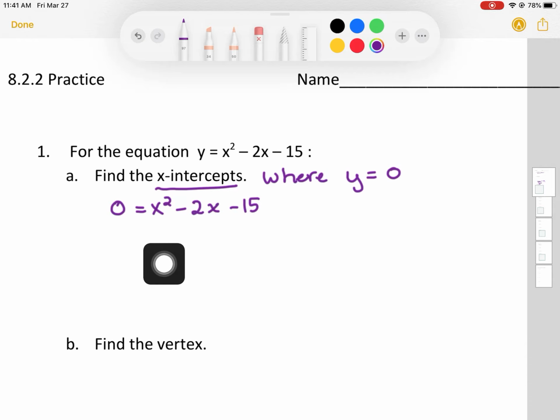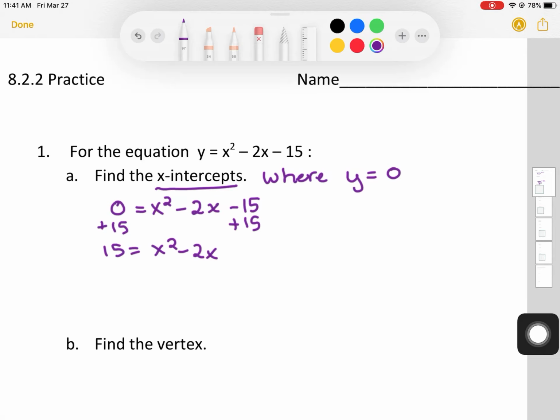And the problem I'm faced with now is that if I go and try and solve this, I'm going to add 15 to both sides. Let's just try that. I'm going to add 15 to both sides. And I get 15 equals x squared minus 2x, and now I'm stuck because there is no way to just get x by itself. So this isn't going to work. I'm going to erase that and back up.